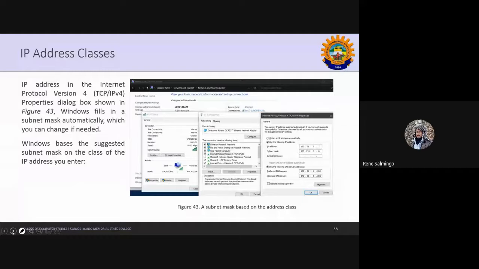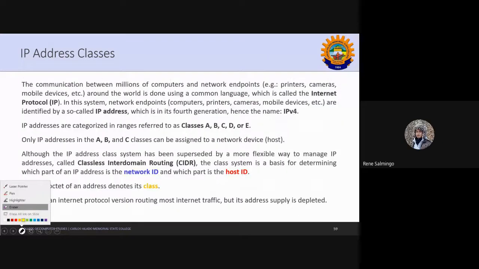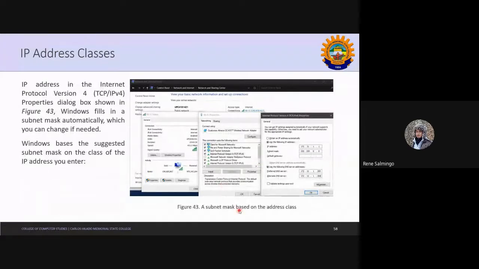Okay, this is the IP address classes that we will have. So on your computer, you will try to go to, okay, so first you go to Network and Sharing Center. And after that, you're going to click on your Wi-Fi or your Ethernet cable. Then after selecting your Wi-Fi or your Ethernet, you go to properties here.